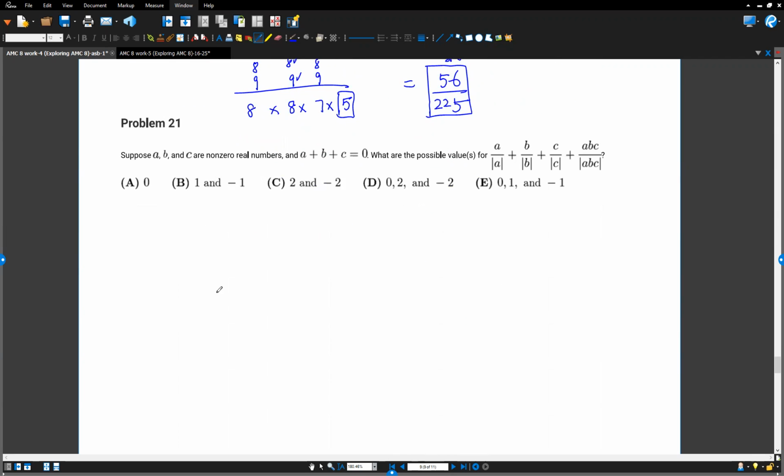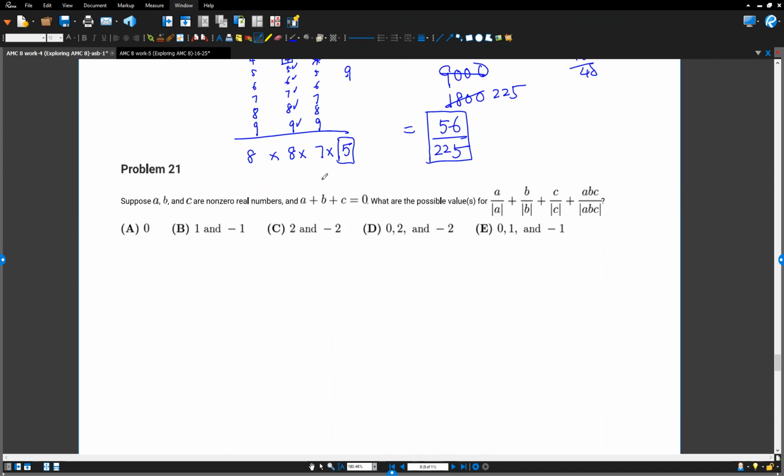All right, number 21. ABC, the sum of all these numbers is 0. But we'll take over here A over the absolute value of A, B over the absolute value of B, C over the absolute value of C. Maybe this has a possible value of 1 or negative 1. If A is positive, A over |A| is 1. If A is negative, A over |A| is negative 1. Right? So in this case, you can choose any numbers because that's the absolute value.